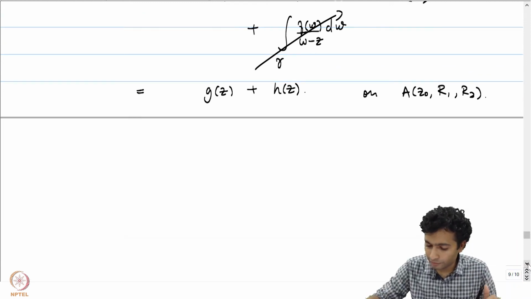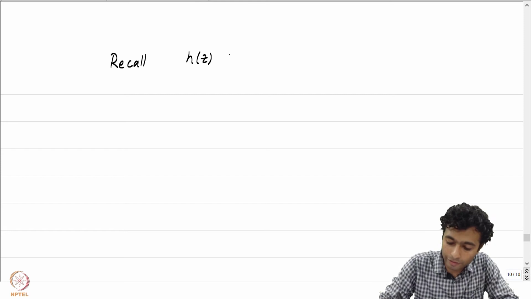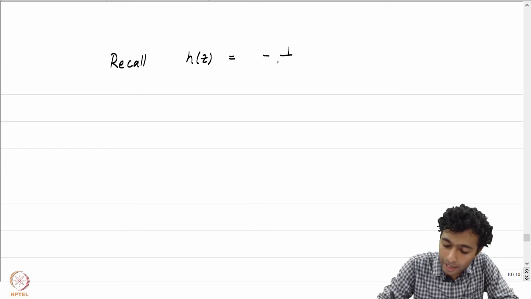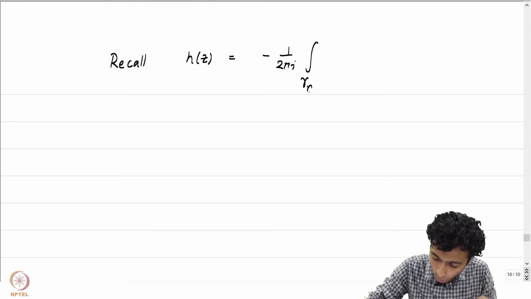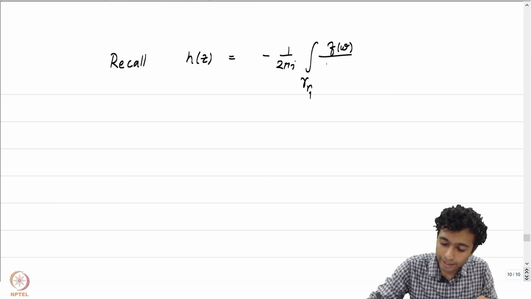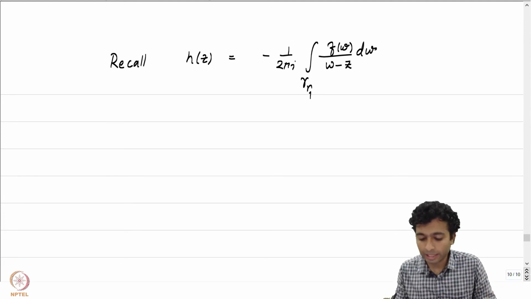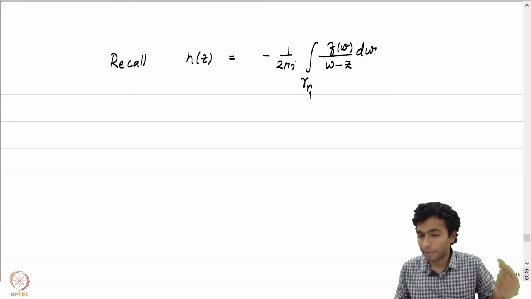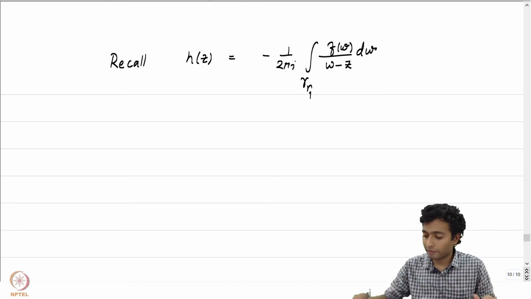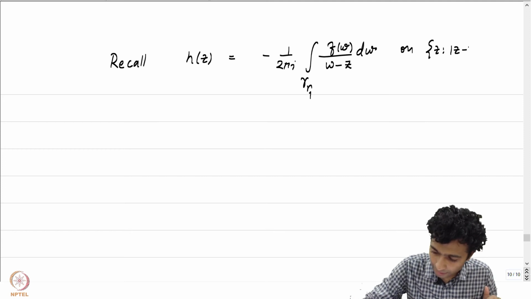Now let's see what happens to h of z. Recall that h of z is defined to be minus 1 by 2 pi i, the integral over gamma r1 of f of w by w minus z dw, where r1 is such that mod z minus z0 is greater than r1 and r1 is between capital R1 and capital R2. So that's precisely what our h was. This is defined on the set of all z such that mod z minus z0 is greater than r1.